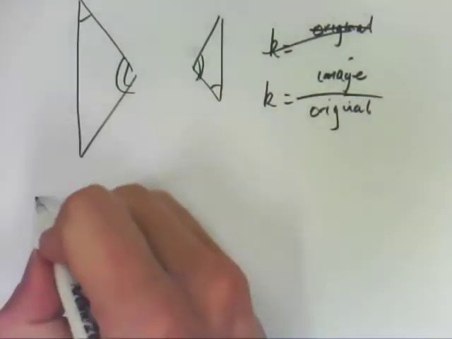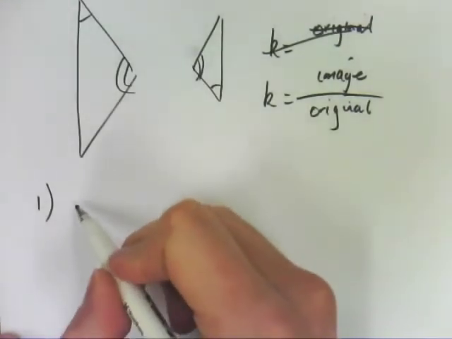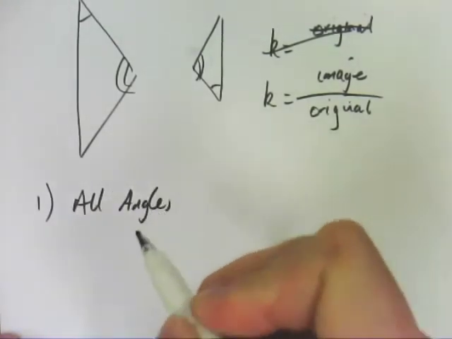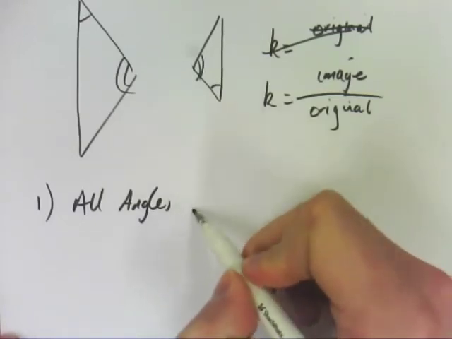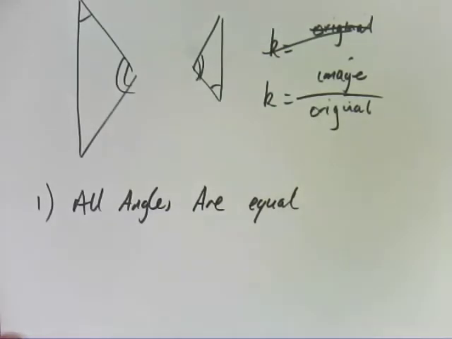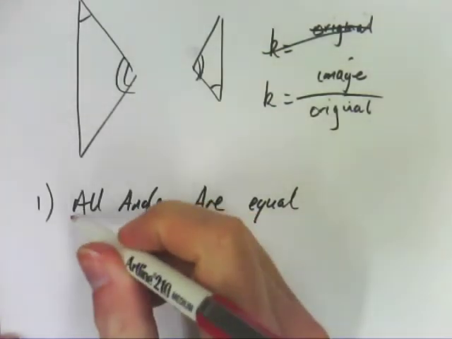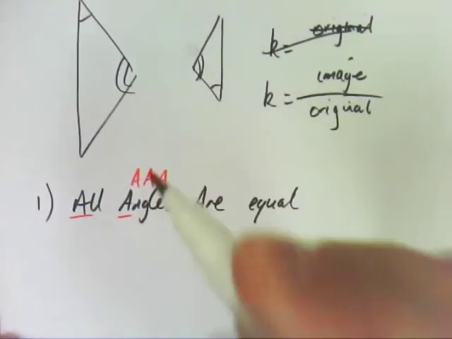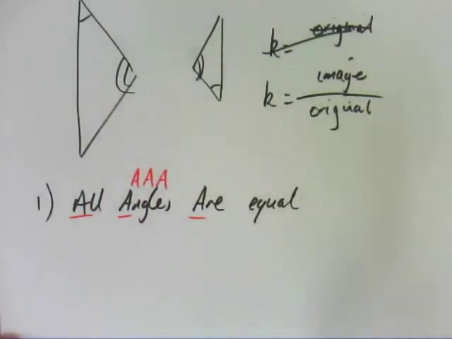Condition 1: all angles are equal. There's a reason I did that in capitals, because this is called the AAA. All angles are equal.